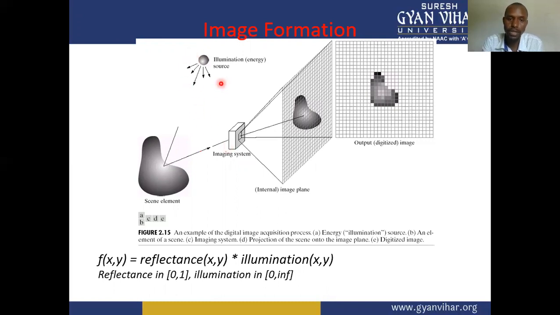So that is why we need this energy source, and the energy source has to shine on the object. Then the imaging system will be able to capture it. If it is a camera, it will capture it using the lens, and if it is the human eye, then the human lens will capture the object, and it will be taken to the retina for processing.